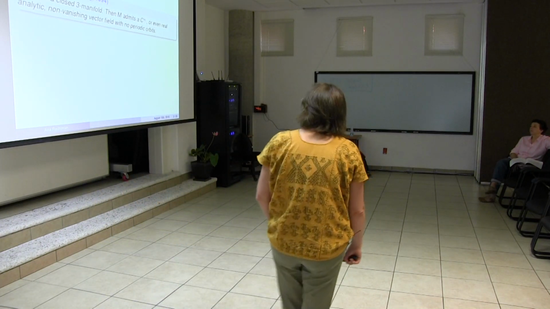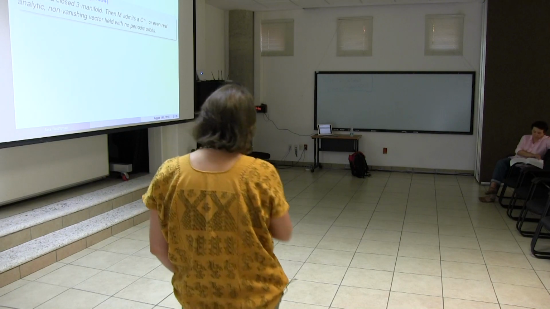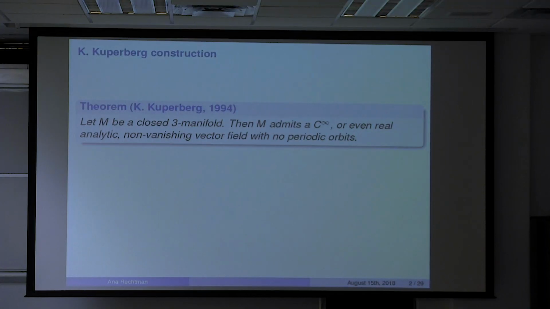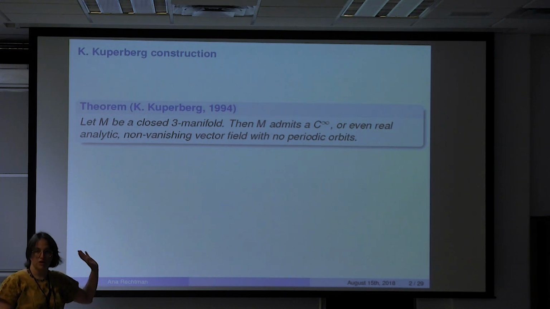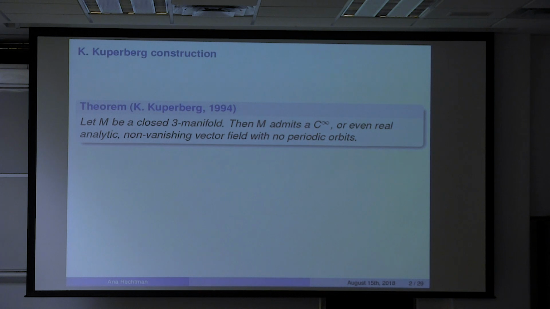Okay? So there are C-infinity vector fields. I will work in the C-infinity case all the time. You can do it real analytic. It's not in Christina's papers, but you can do it. And you can prove that there are no periodic orbits.